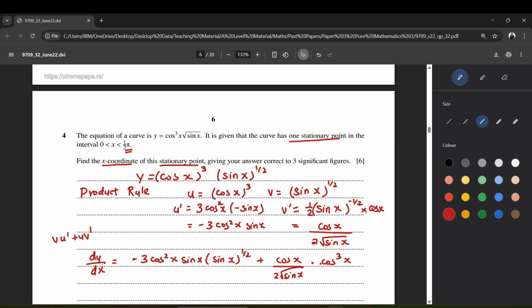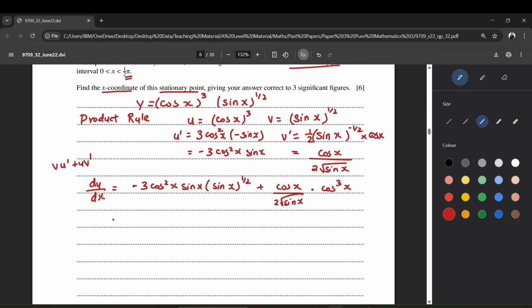Okay. Now from here, what we can do is we can factorize cos squared x, because you can see that that is the only thing which is common. And why do we have to factorize? Because if I say that dy dx is equal to 0, I cannot solve this equation. The only way that you could proceed towards solving is if you write it in factorized form. Okay, and you'll see why in a bit.